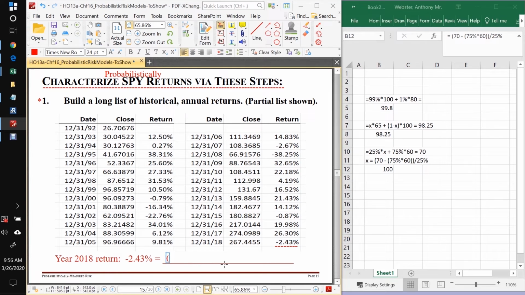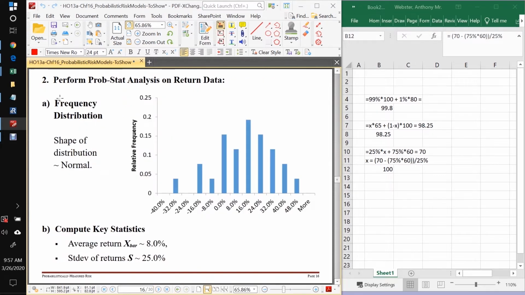Well, how did I have Excel compute that? More to the point, I said 267.4455, that's the price at the end of the year, minus 274.0989, that's the price at the beginning of the year, divided by 274.0989. And that's how, using these two numbers, I was able to get that return. And that same computation is true for every return computed here. Okay, so that's step number one.